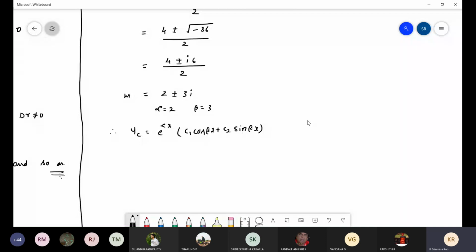So now substitute. Therefore yc equals e power alpha x, nothing but e power 2x, into c1 cos 3x plus c2 sin 3x. So this is the first part, it is common. Is it clear up to here? This is the first part.